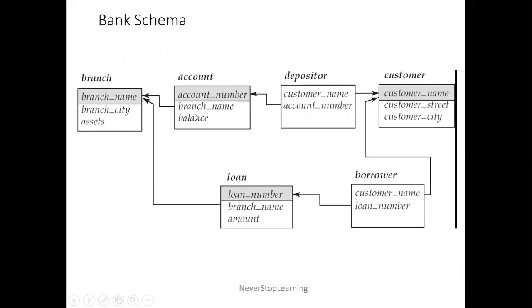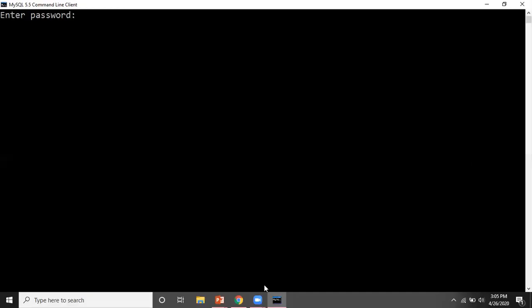Here, if you can see, branch name of the account table is getting its reference from the branch table. So here branch name is acting as a foreign key. Similarly, account number from depositor is taking its reference from the account table, so it is acting as a foreign key, and customer name is also a foreign key because it is taking its reference from the customer table. All these tables I have already created.